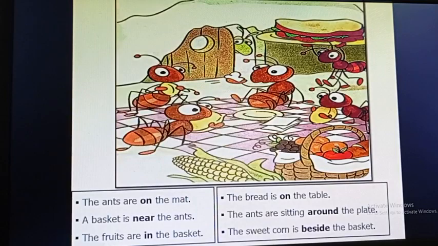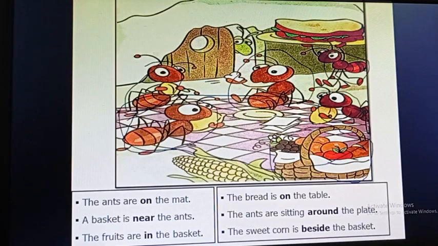You can see the ants. This is one ant. Here another ant. So like that there are one, two, three, four, five. There are five ants. You can see in this picture, and here is a mite. Then you can see the fruit basket here down. Then you can see the sweet corn here down. So there are a lot of things in this picture.